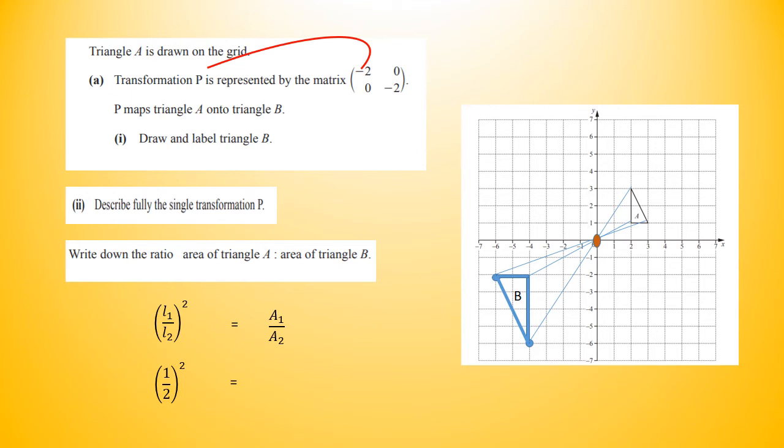Now from where do you get this 1 over 2? Length 1, I consider as the length of A. This is 1 unit. And length 2 is 2 units. So length 1 over length 2 whole thing squared is equal to area 1 over area 2, which is equal to 1 over 4. So the relationship between triangle A and triangle B: of its length, it's 1 over 2; of its area, 1 over 4.